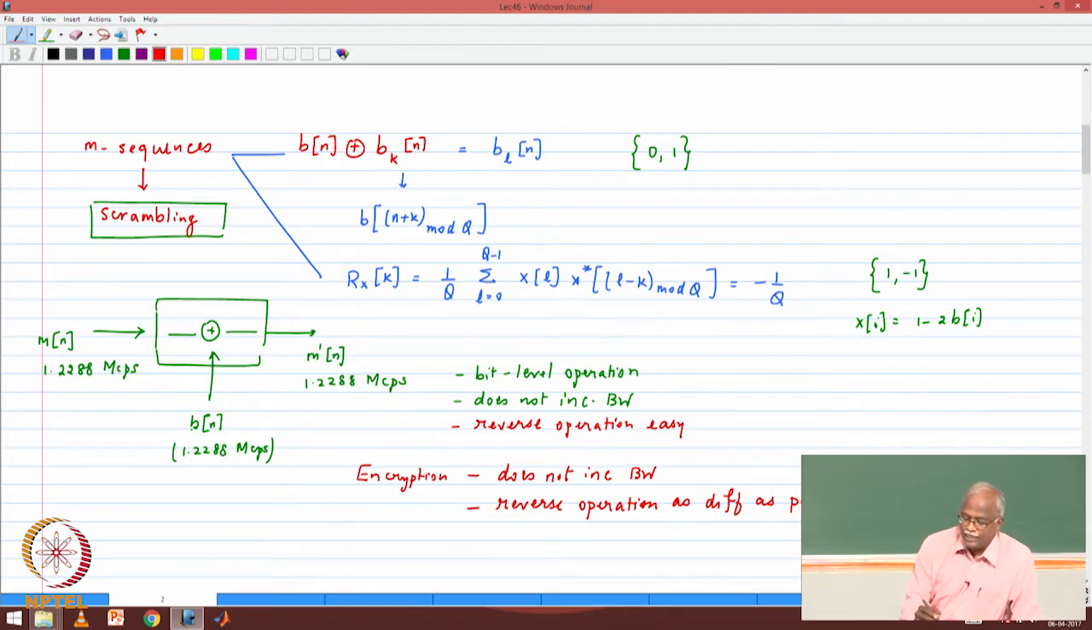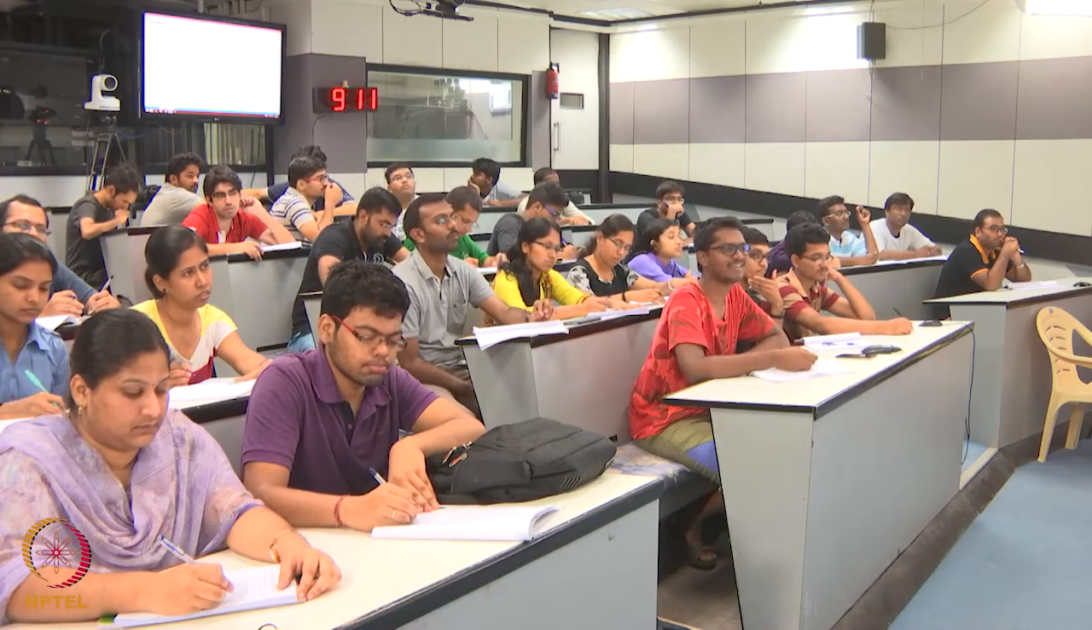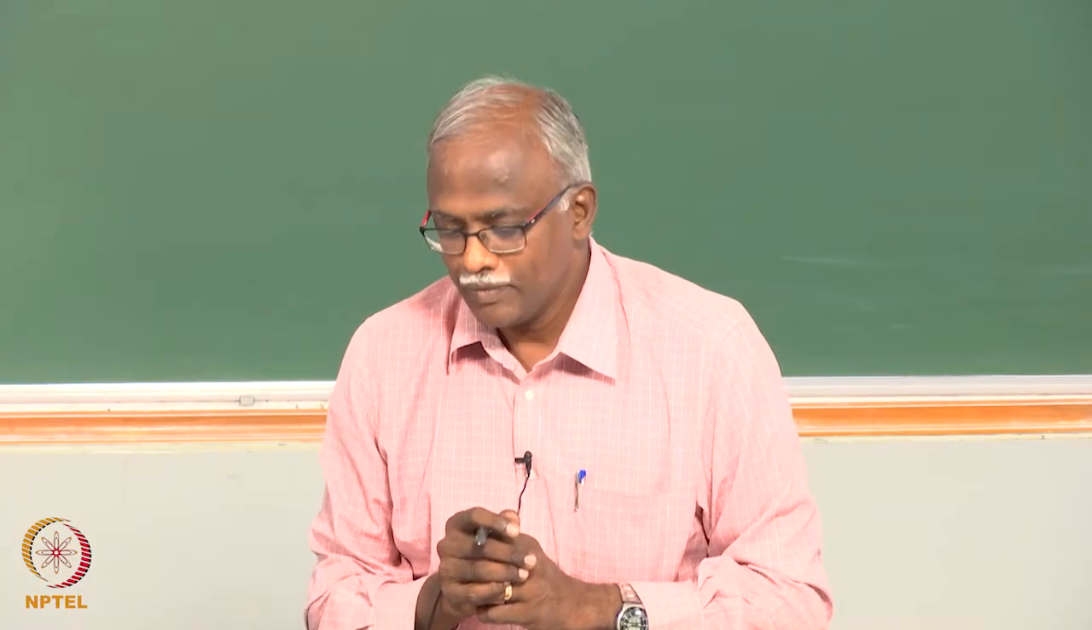Now the only bandwidth expanding operation that we have in the CDMA system comes only through the spreading process. Even in encryption, you only want the reverse operation to be difficult for the one who does not know the key, and easy for the one who knows the key, or in this case the spreading sequence, the M sequence. So the reverse operation is difficult for everyone other than the desired user.